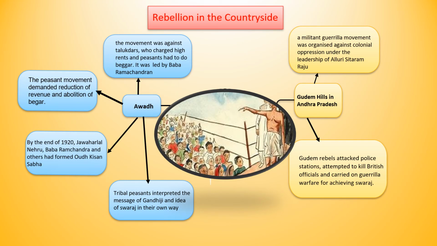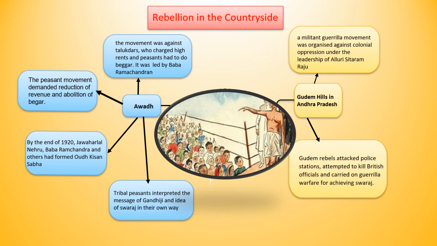Now let's look at the non-cooperation in the countryside. Here we are going to discuss the movement that took place in Awadh and the movement that took place in Gudem Hills, Andhra Pradesh. The peasant movement in Awadh was led by Baba Ramchandra. The peasants, or the farmers, were against the high rents and many other taxes which were demanded by the talukdars and landlords. The peasants demanded reduction of revenue, abolition of begar, and social boycott of oppressive landlords.